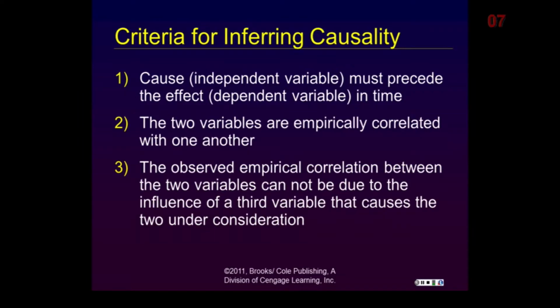And then finally, the observed empirical correlation between the two variables cannot be due to the influence of a third variable that causes the two under consideration. So again, we'll stick with the AA example, and some of this comes from AA's own survey membership.